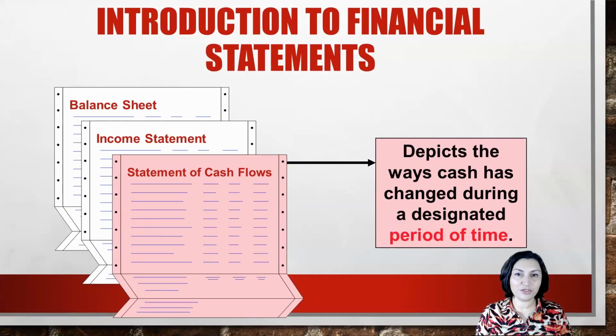The statement of cash flows is divided into three major sections. 1. Cash flows from operating activities. 2. Cash flows from investing activities. And 3. Cash flows from financing activities. The statement describes cash inflows and outflows over a period of time.